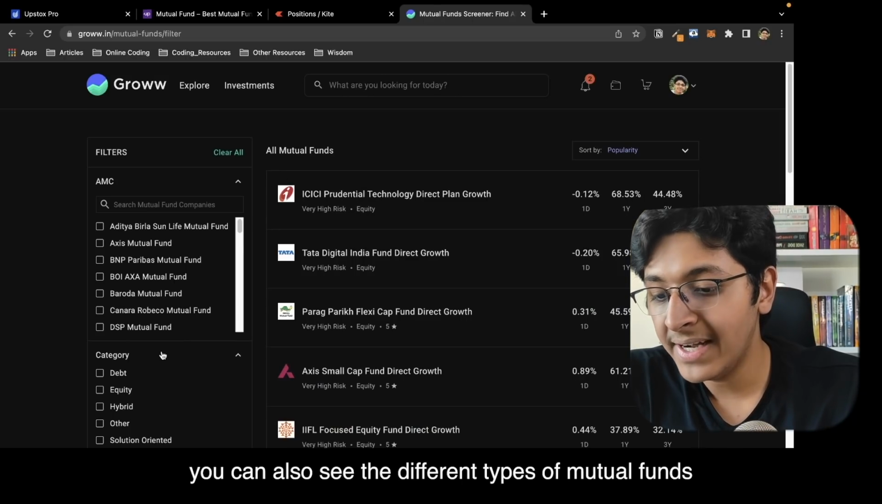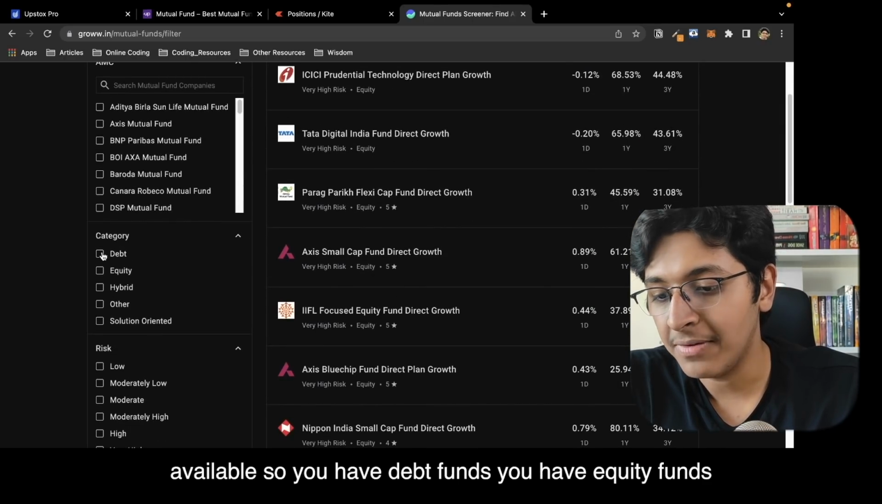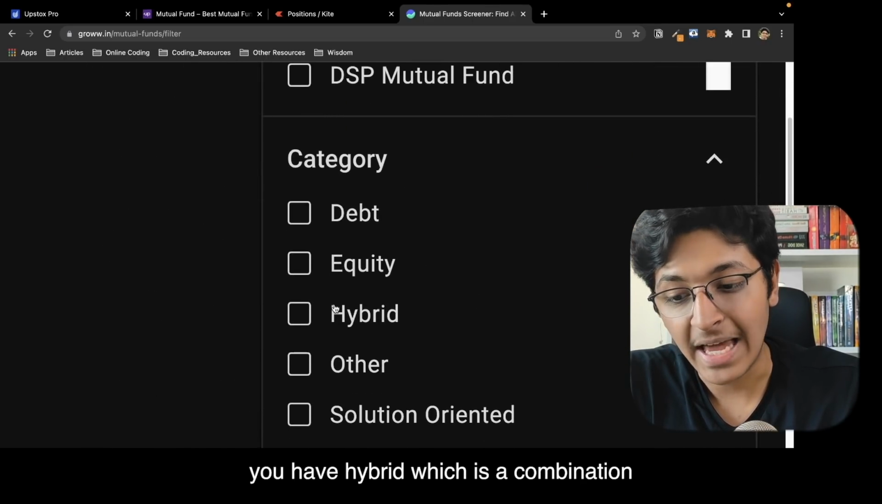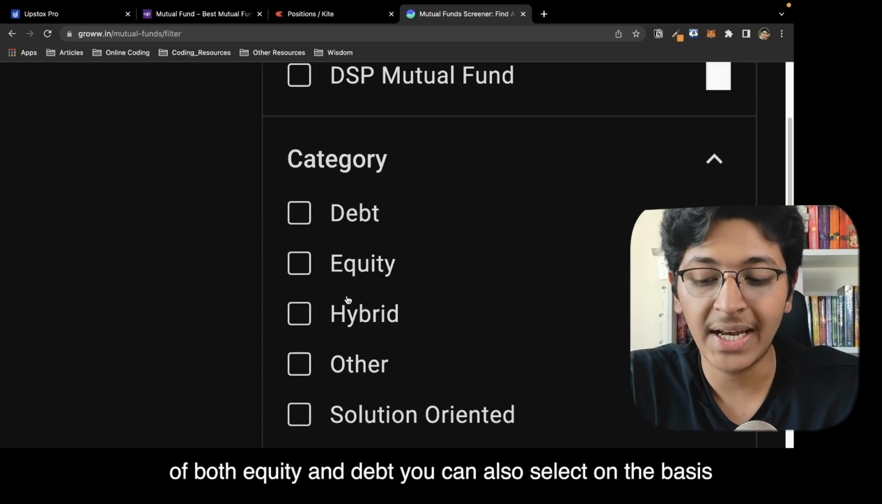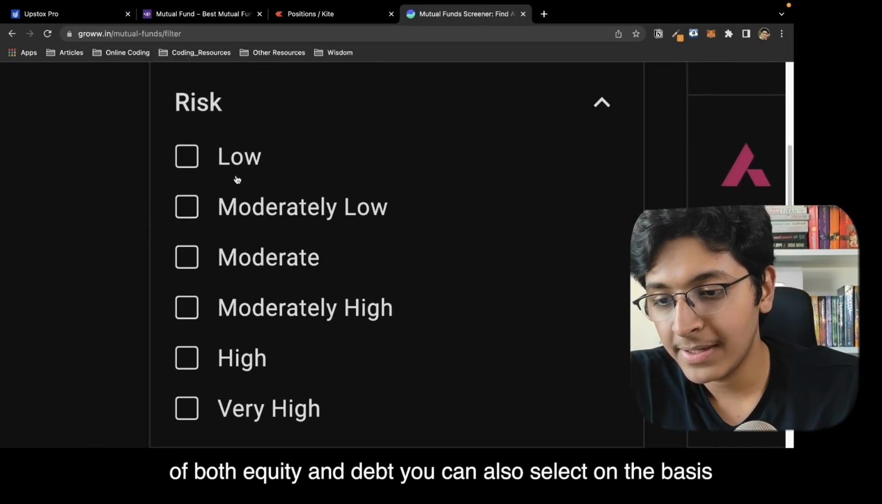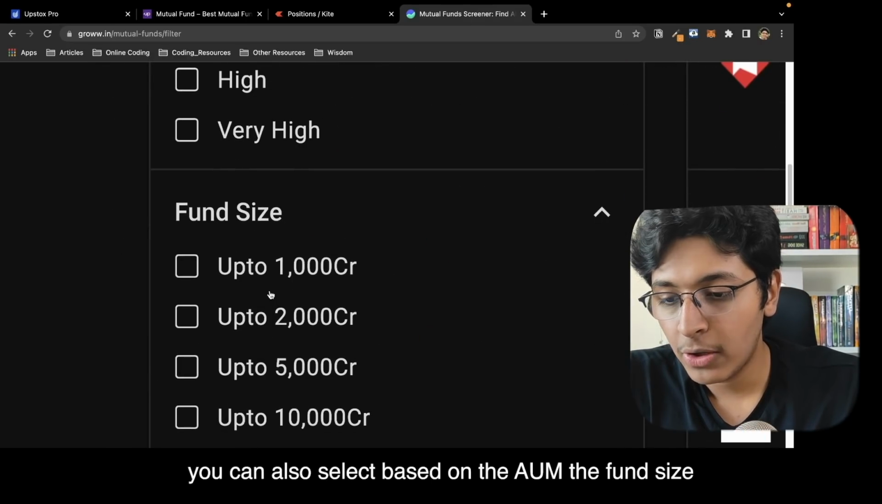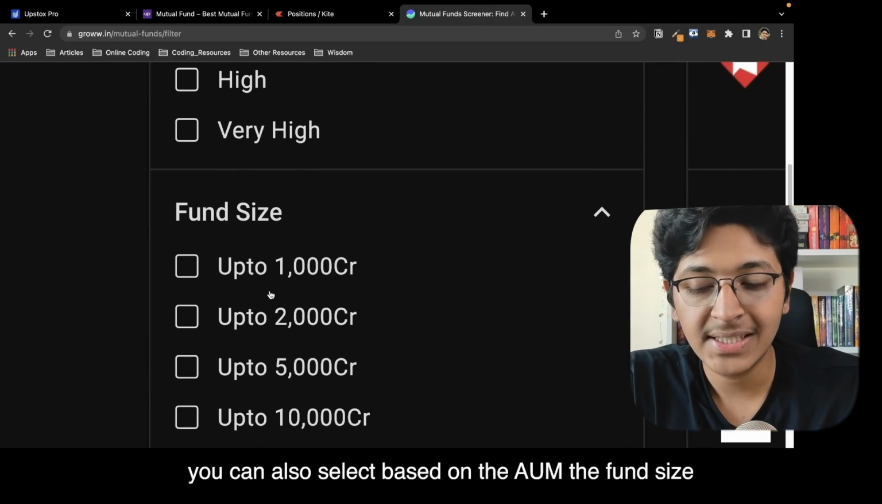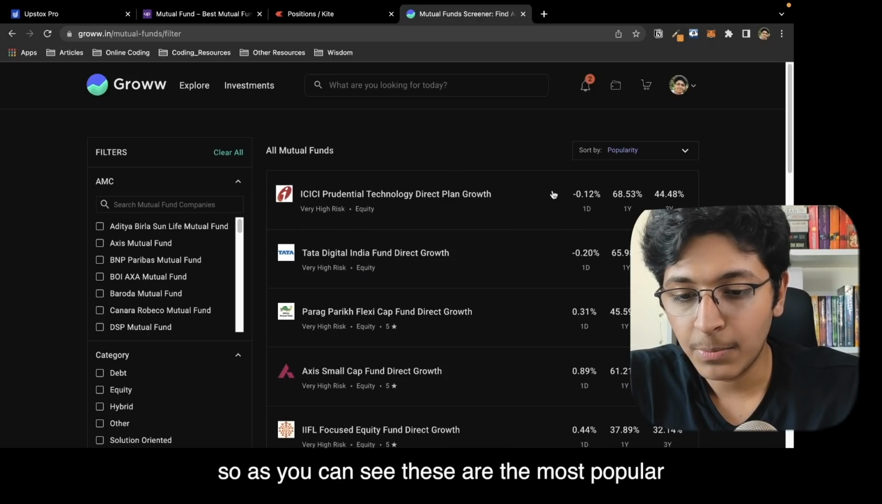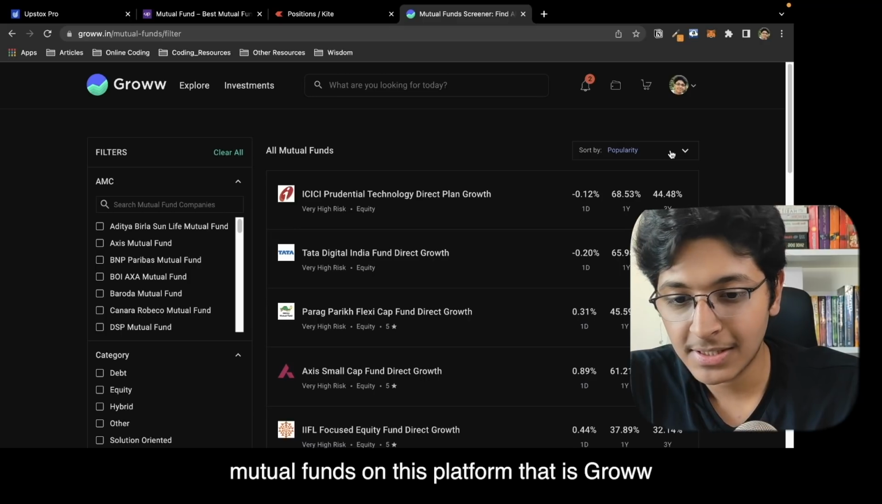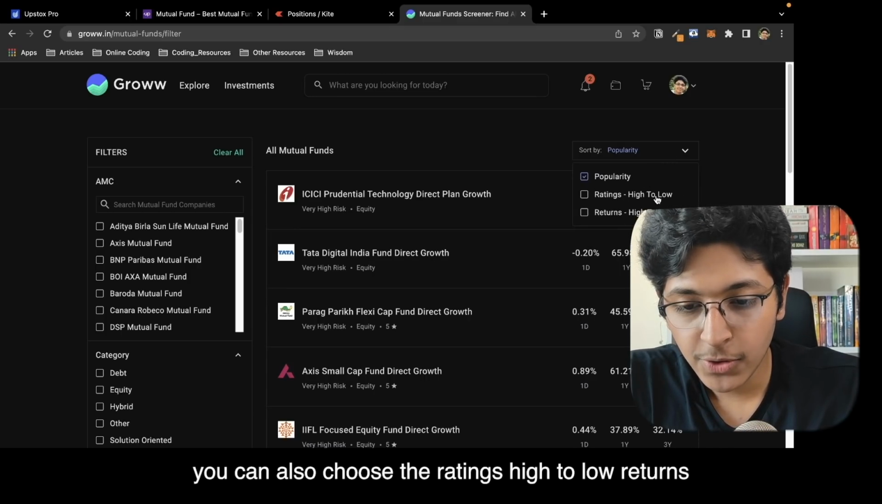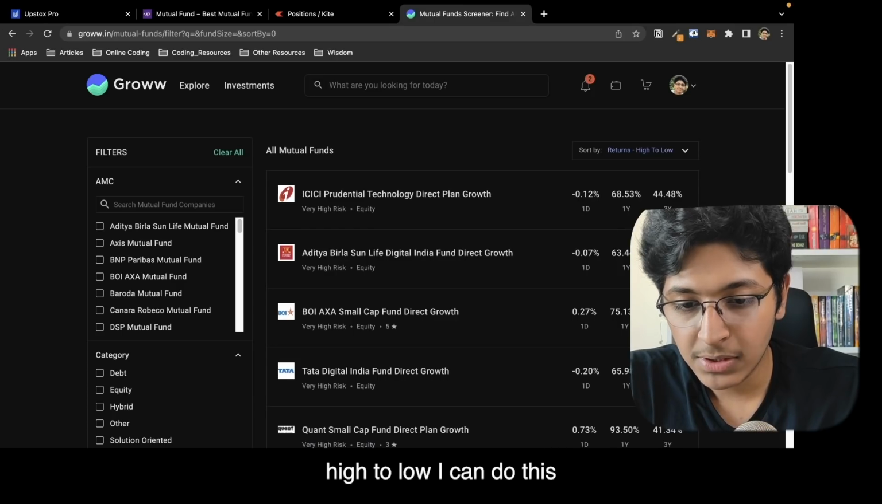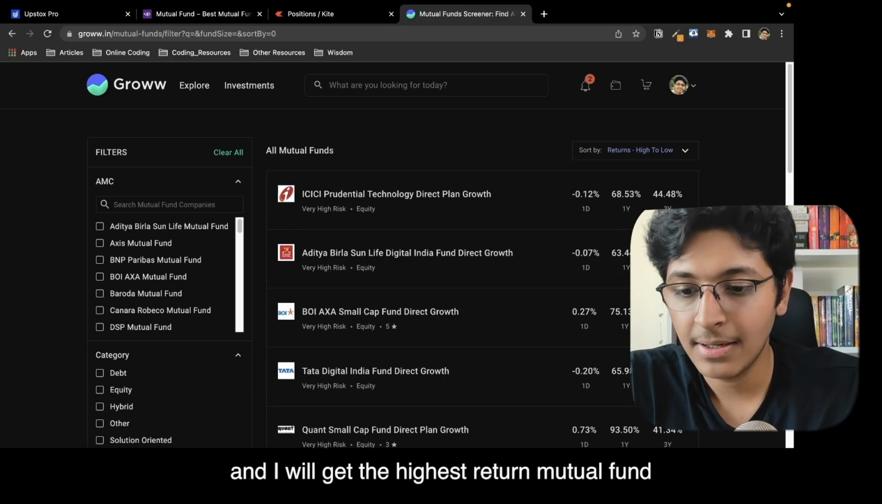You can also see the different types of mutual funds available. So you have debt funds, you have equity funds, you have hybrid, which is a combination of both equity and debt. You can also select on the basis of the risk profile that you have. You can also select based on the AUM, the fund size. So as you can see, these are the most popular mutual funds on this platform, that is Groww. You can also choose the ratings, high to low, returns, high to low. I can do this and I will get the highest return mutual fund.